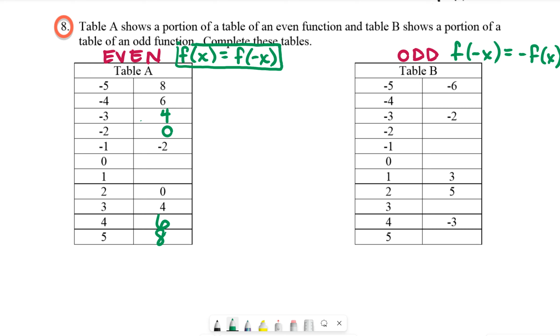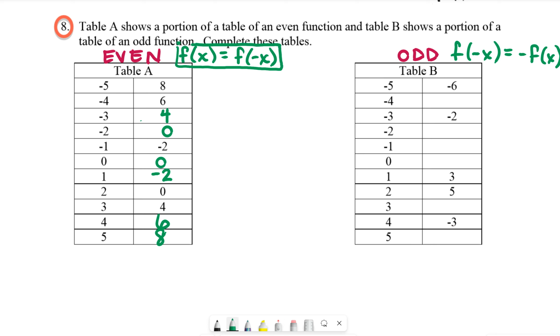Okay? 1 is paired up with negative 1, so it has to be identical to what negative 1's output value is. And this here would be 0, 0. If you can visualize it, it has a parabolic effect. Okay? Odd is a little bit different. Odd says, when you look at the positive and negative x, the output values that you get, the y values, have to be opposite in sign. The number is the same, but opposite in sign.